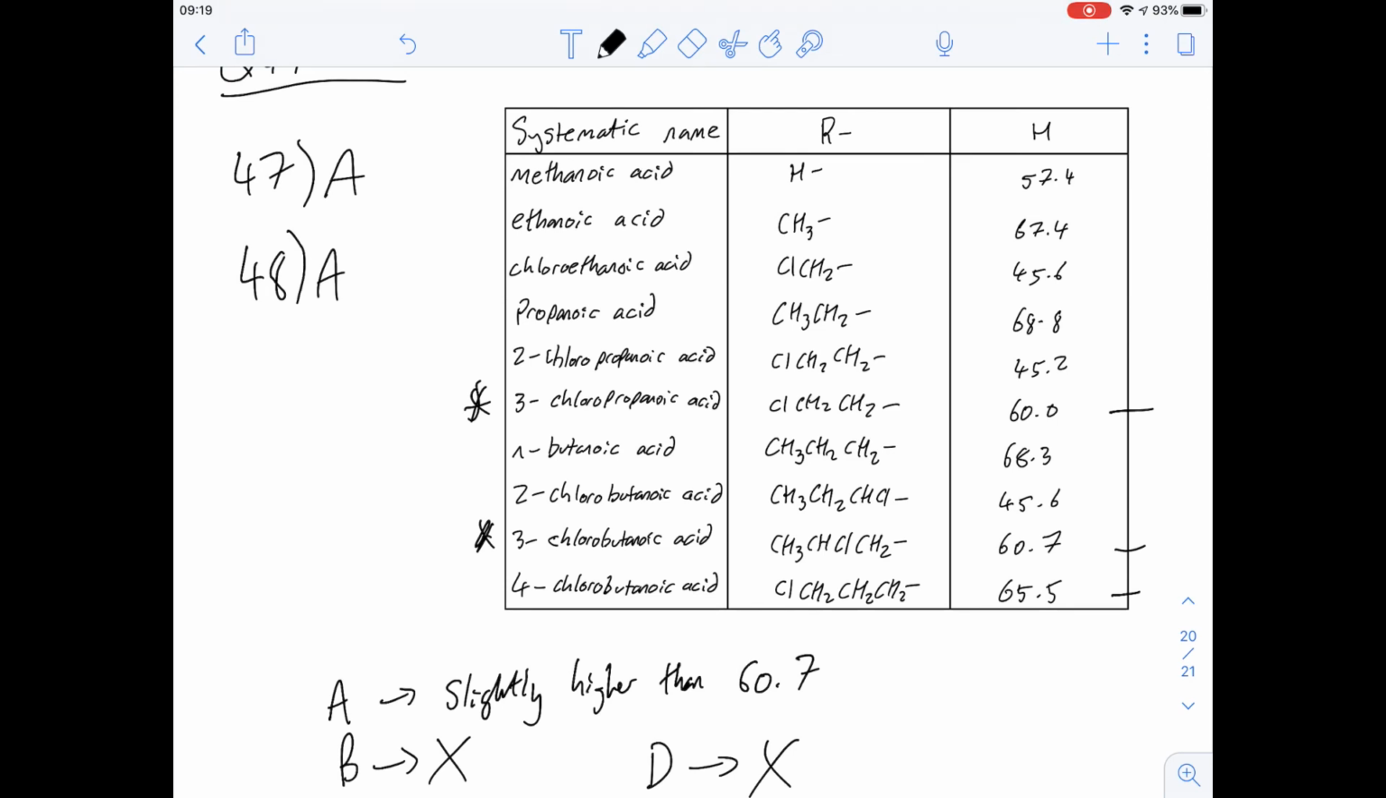And D says a 5-chloropentanoic acid is less than 3-chloro-3-methyl-butanoic acid. Again, that's going to be a 5. Is that going to be less than a 3? No, it's not. So I think the answer here is most likely to be B. So a pretty abstract question, but that was questions 47 to 49. I hope that helped.